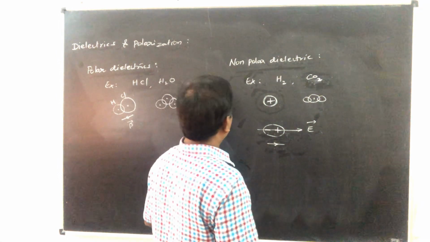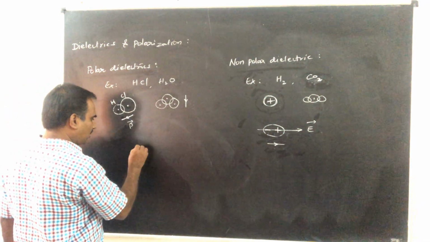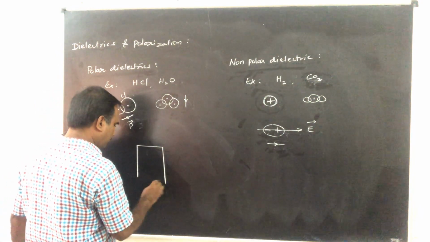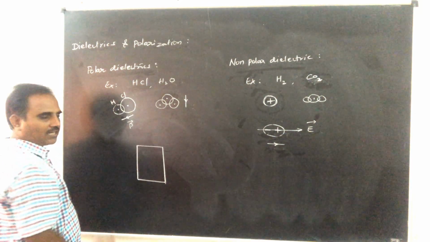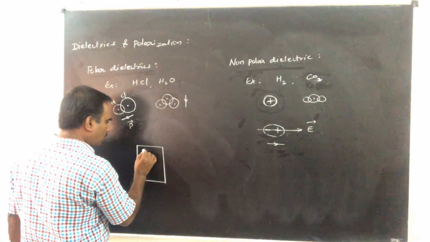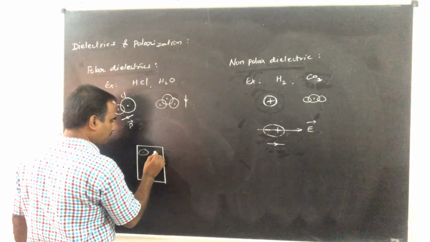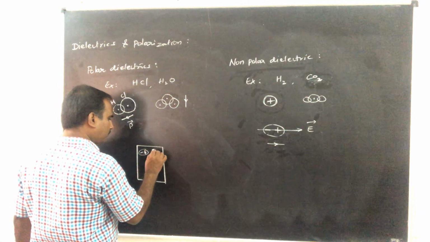See, if you consider a polar dielectric medium like this. So this is some polar dielectric medium. Each molecule has a permanent dipole moment like this. So this is one molecule.